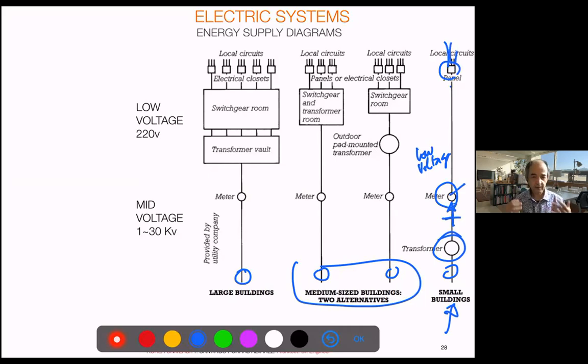Medium-sized buildings, and that means probably more than 10 units of housing, depends on the companies and the size of the buildings. That's my experience. You will have medium voltage. Medium voltage is between 1,000 and 30,000 volts, right? So about 100 times more than the usual. You have a high tension meter for the whole building, say.